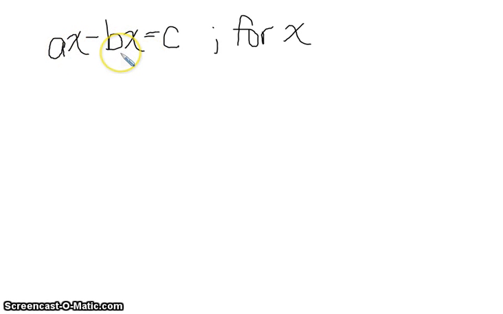Now, most of you would say these are not like terms, which you are correct in the sense that one has an ax, one has a bx, and so technically we cannot combine those two. However, they do have something in common. They both have an x. But the problem is I cannot solve for x if there's more than one of them. I've got to figure out how I can rewrite this equation so that I only have one x present.